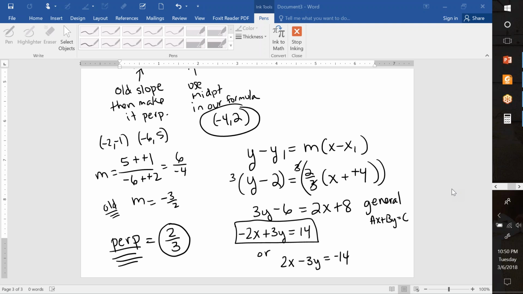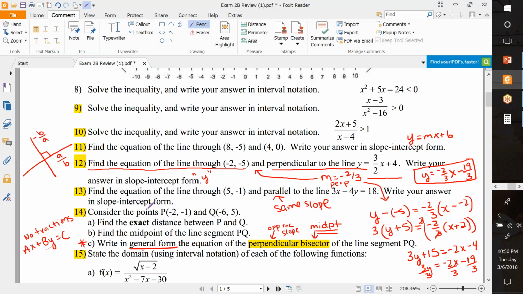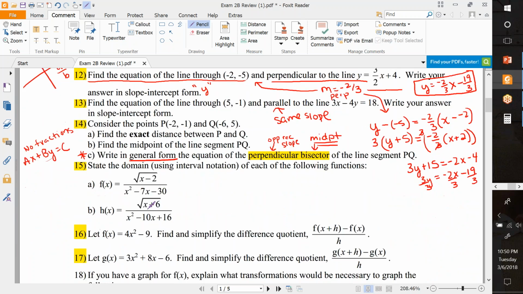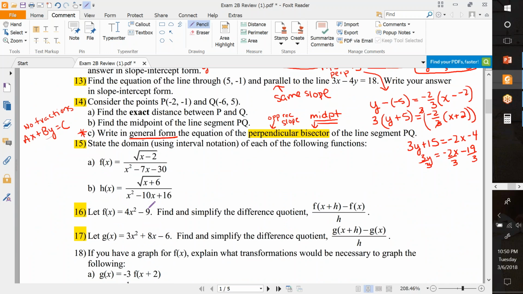Okay, so let me go back to our problem set because that was all of the line stuff. So now we're at 15. Do I need to do both of these, or do you guys have a specific one? They're exactly the same. There's just two different versions. Is there a specific one anyone wanted to see for 15?